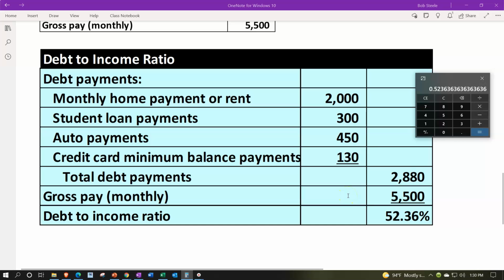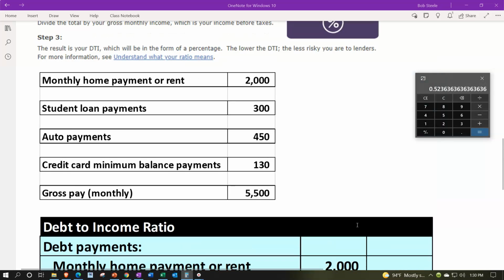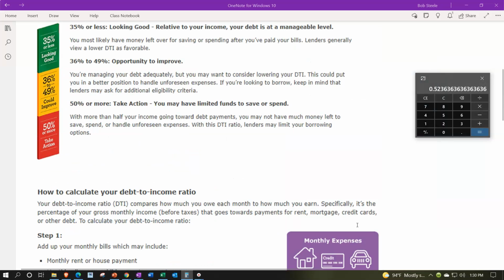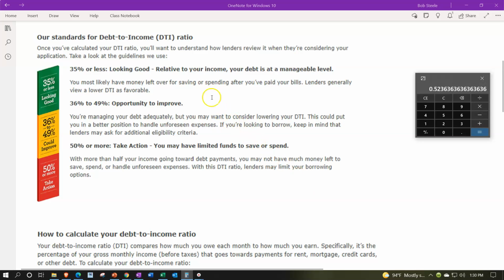But when you're comparing to other people, of course, your goal is to standardize it, to try to get your comparison to be equal to what the other person is doing so that you can be comparing the same thing to the same thing. Okay, so let's look at the results category here. So our standards for the debt to income, the DTI ratio, once you've calculated your DTI ratio, you'll want to understand how lenders review it when they're considering your application. Take a look at the guidelines.